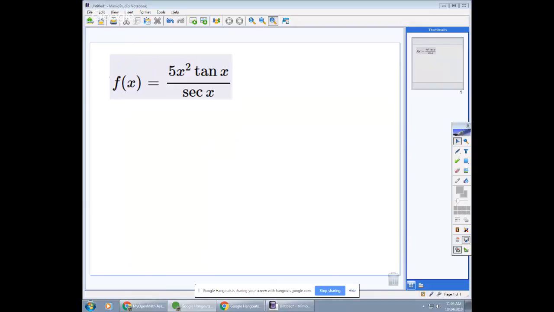A lot of times with functions, it's a good idea to look at the function and say, before I take the derivative, could I clean it up a little bit? And it turns out that makes this one a ton easier.